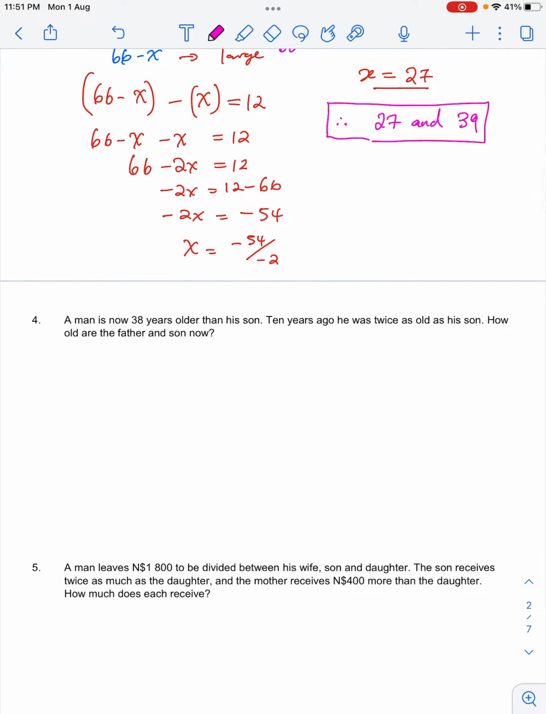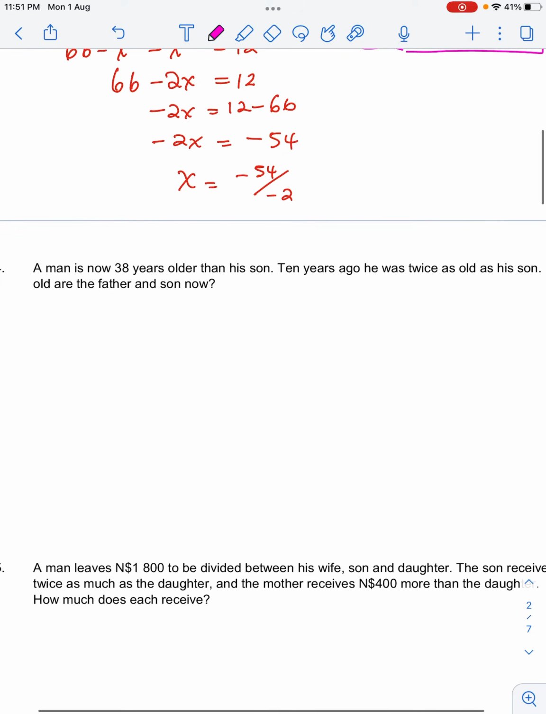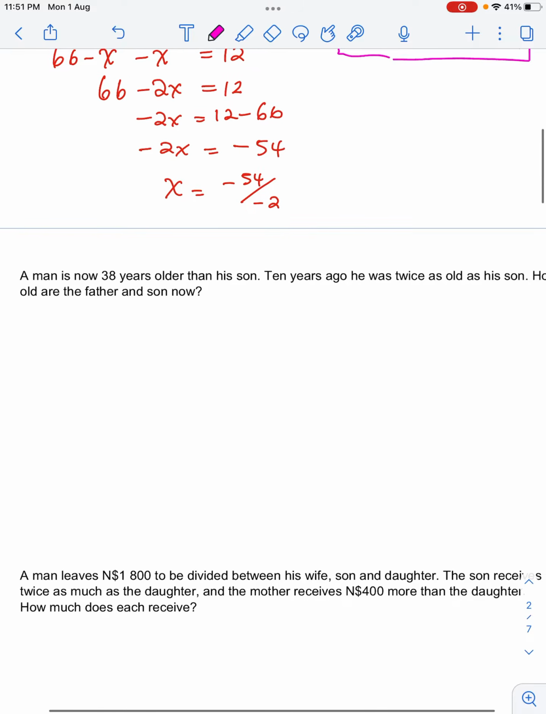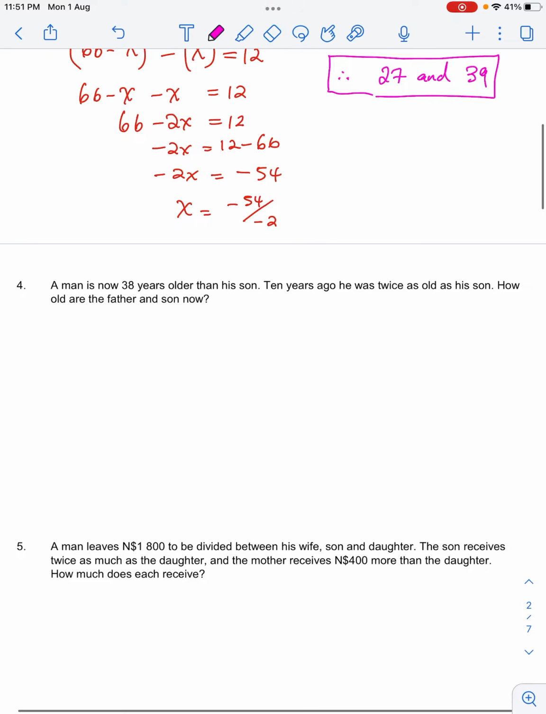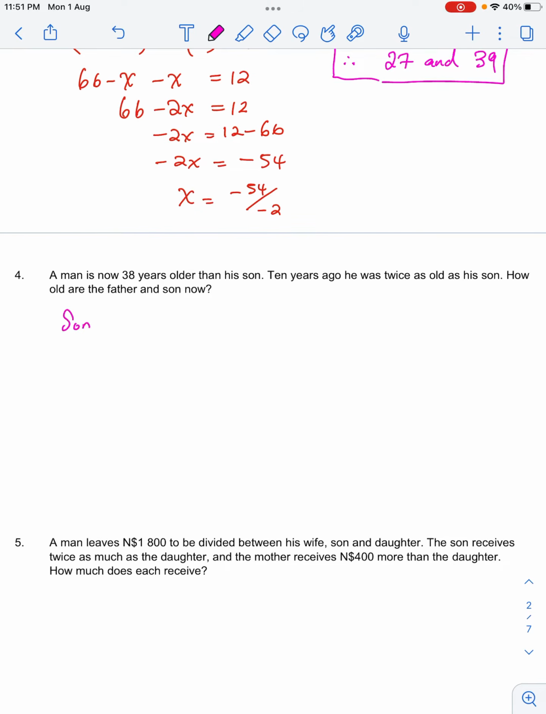Right, question 4. A man is now 38 years older than his son 10 years ago. So first, let's have the son and let's say the father. We don't know how old the son is, but we know that the father is 38 years older. Okay, we have to add. So what else are we given?